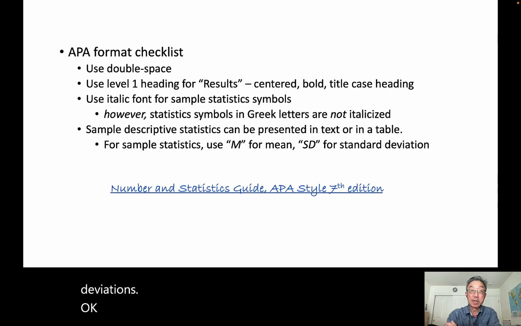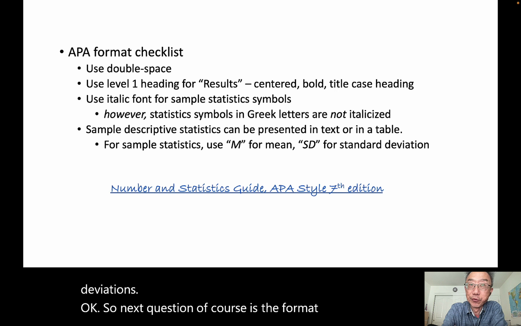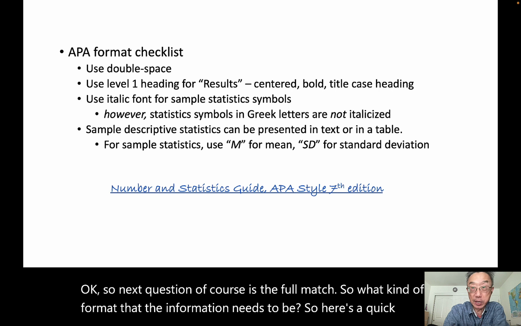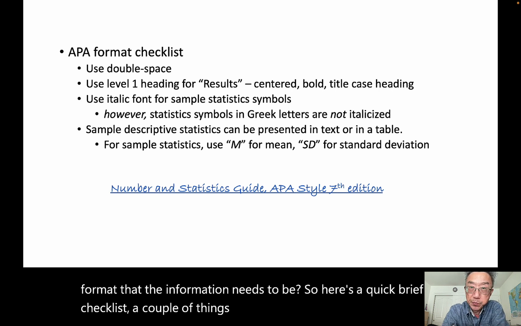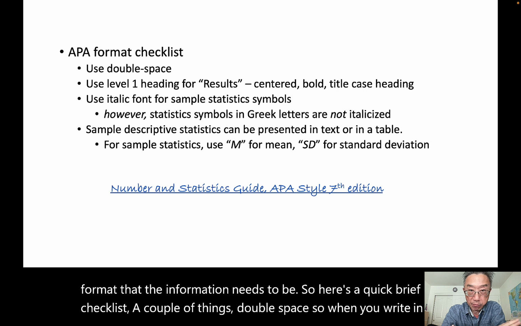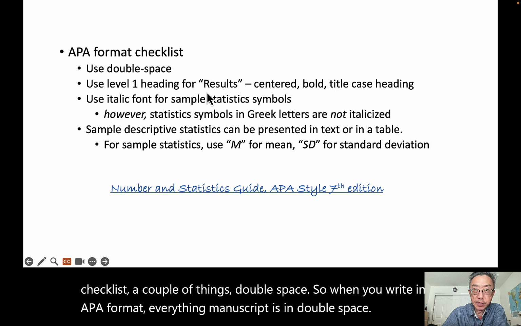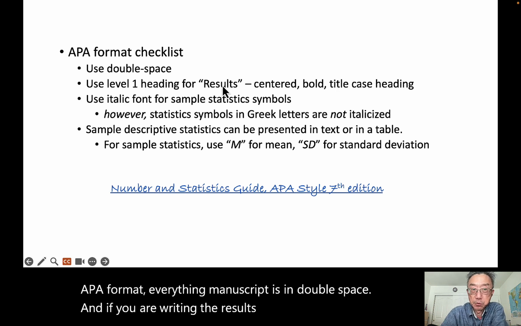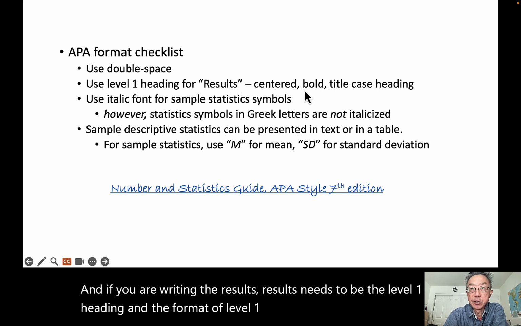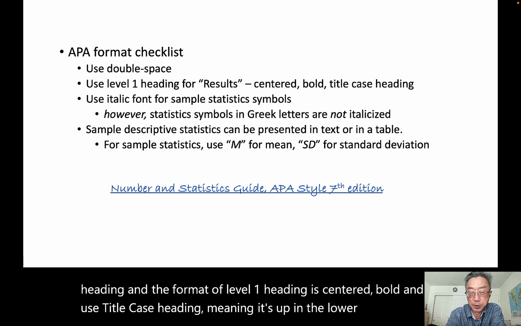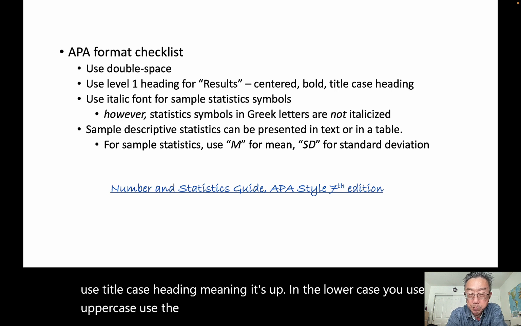Okay, so the next question, of course, is the format. What kind of format does the information need to be in? Here's a brief checklist, a couple of things. Double space. When you write in APA format, the whole manuscript is double spaced. And if you are writing the results, the results section needs a level 1 heading. The format of a level 1 heading is centered, bold, and title case, meaning it's upper and lower case. You use uppercase for the first letter of each content word.